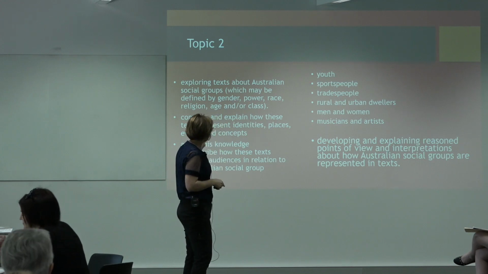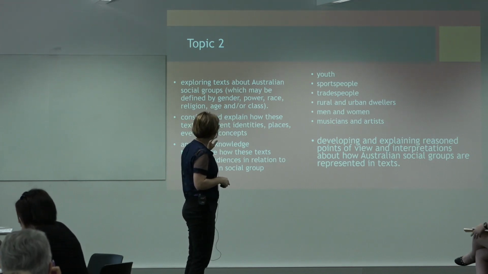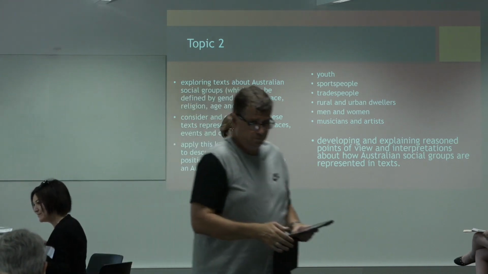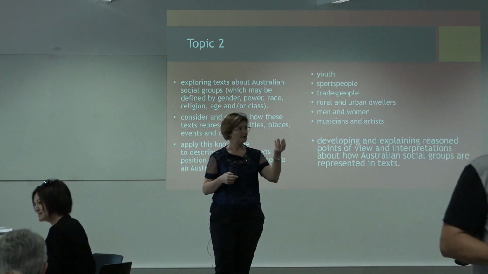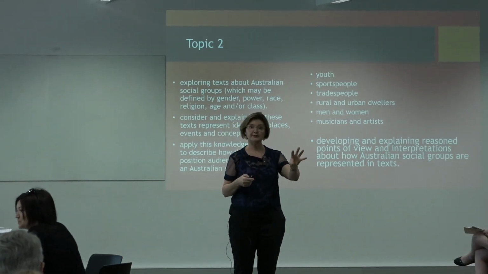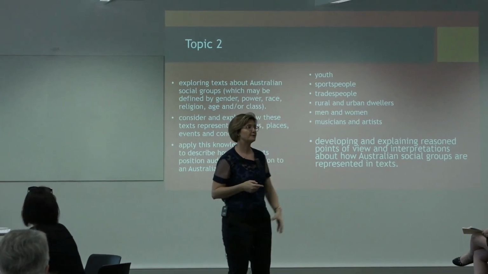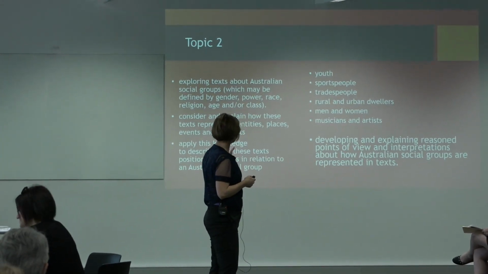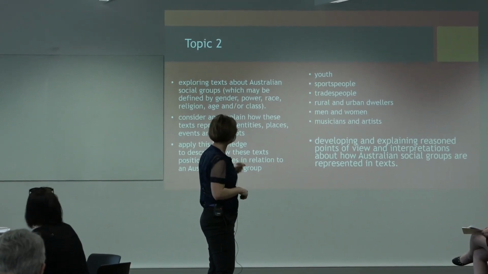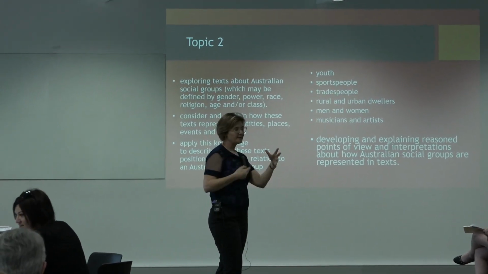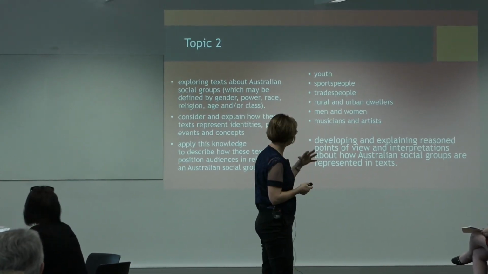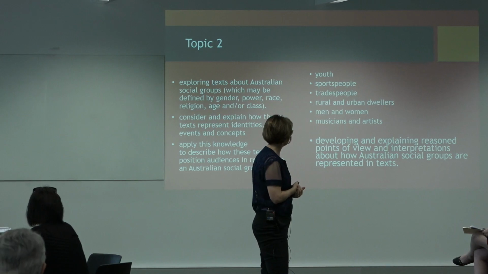Your kids are going to need to be able to consider and explain how the texts that they study represent identities, places, times and concepts. So they're taking texts, they can see that there are social groups represented, and how are those social groups represented in those texts? And then they're going to have to apply this knowledge to describe. So that's kind of what the back end teaching of this topic is going to look like to me.